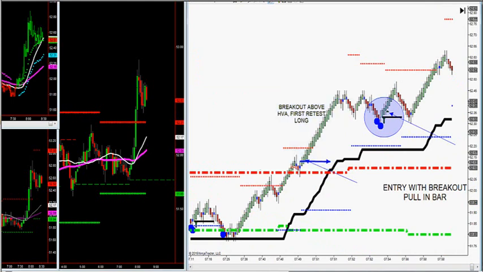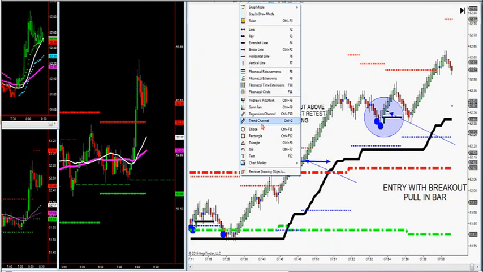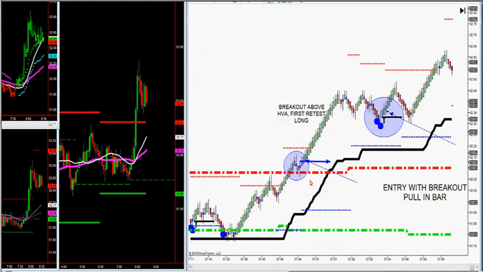Now, watch this. If you break out and you get a spinning top or doji right at the breakout, right here's the key level of the breakout. Here's the inflection point.